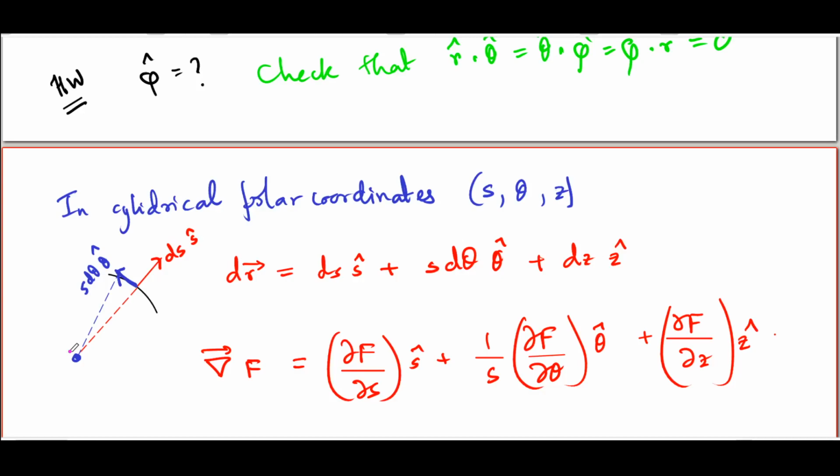And if all three, s, theta and z, were to change by infinitesimal amounts, the displacement dr vector will be ds s hat plus s d theta theta hat plus dz z hat. And it's obvious now that the gradient of a function f of s, theta, z can be written down almost directly by looking at this. You are going to get del f del s for the s-hat component. The theta-hat component will have an extra 1 by s factor to cancel out this s factor. And the z component will be del f del z. It's obvious that grad f dot dr will give you del f del s ds plus del f del theta d theta plus del f del z dz, which is exactly what you want.